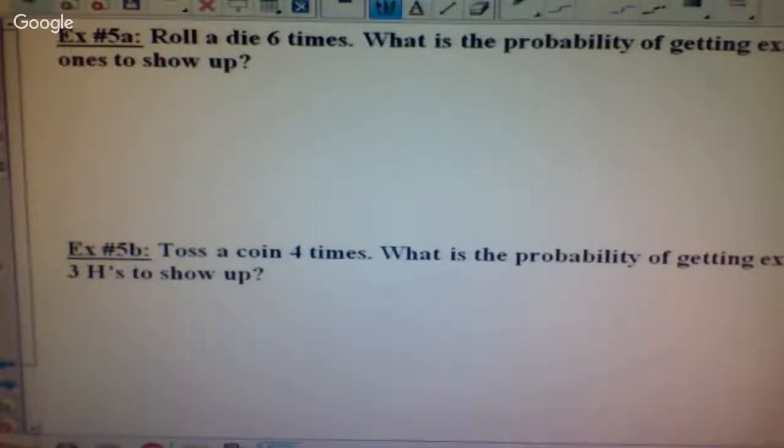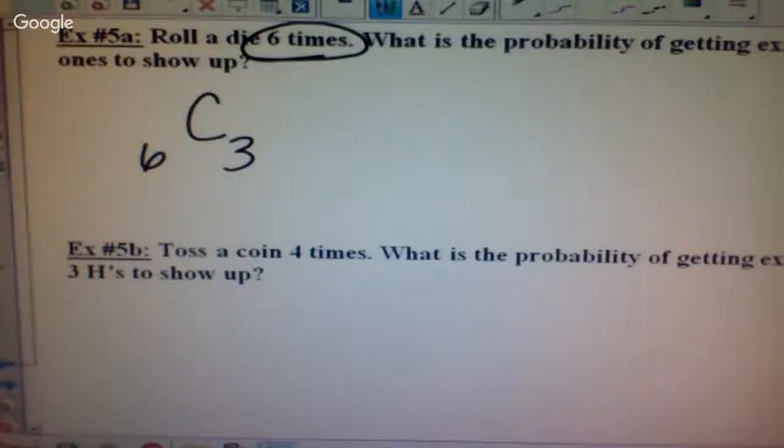Roll the dice 6 times, and I want exactly 3 1s to show up. So I need to start with my C, 6, C3. I want to roll it 6 times, and I want exactly 3. So 6 C3.